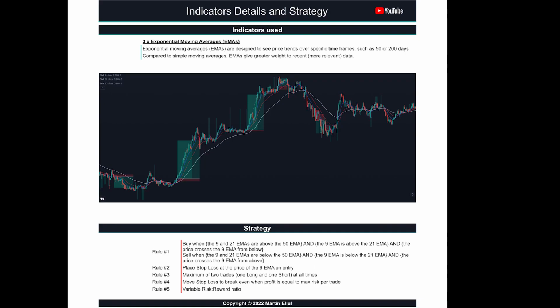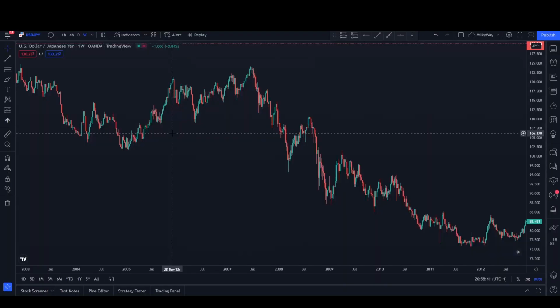So let's get on the charts now so I can show you a few examples and then we'll dive into the backtest. All right, so here we are. On the charts, we're looking at the dollar against the yen on the weekly time frame.